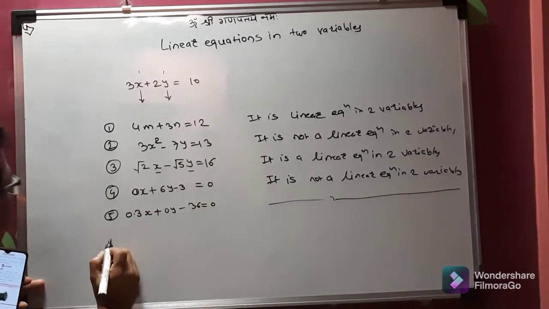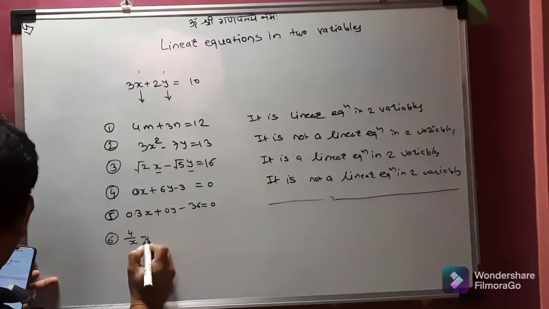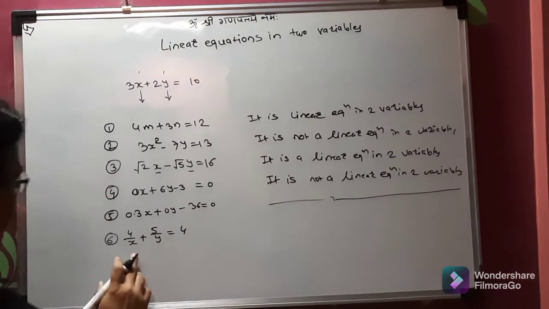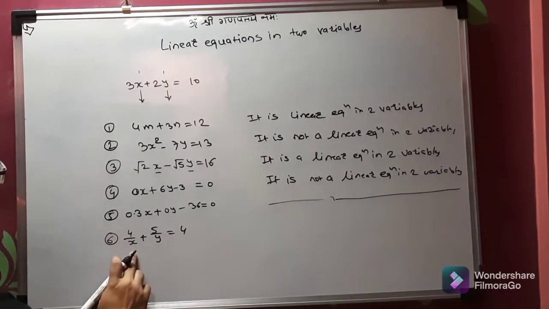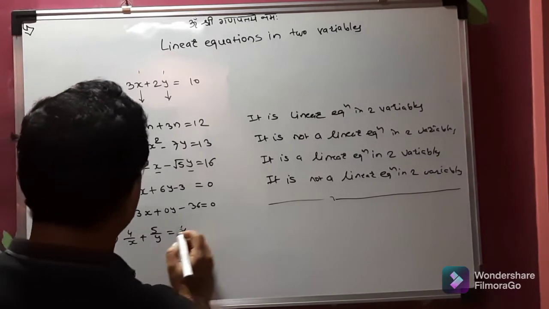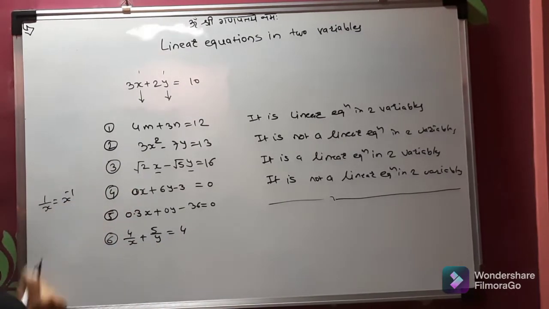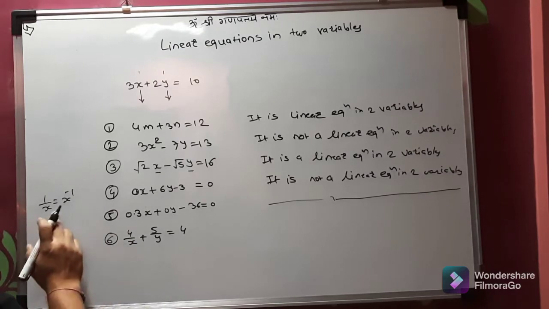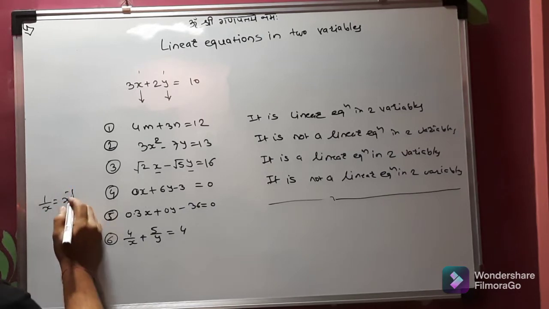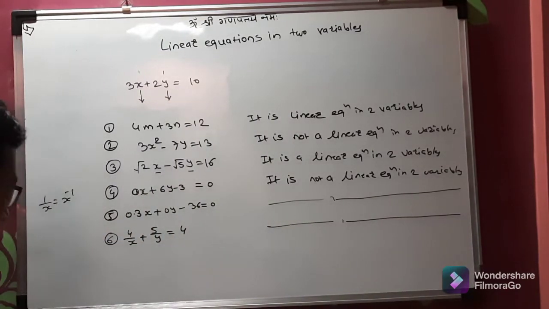Now the sixth one. In the sixth one they have written 4 upon x plus 5 upon y is equal to 4. Here what do you mean by 4 by x? The degree of this will be x raised to minus 1, so you know 1 upon x is equal to x raised to minus 1. We require the degree of variables to be only 1. It is minus 1, so it is also not a linear equation in two variables.